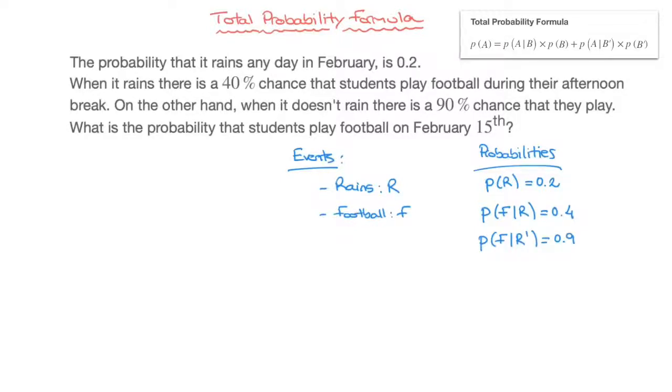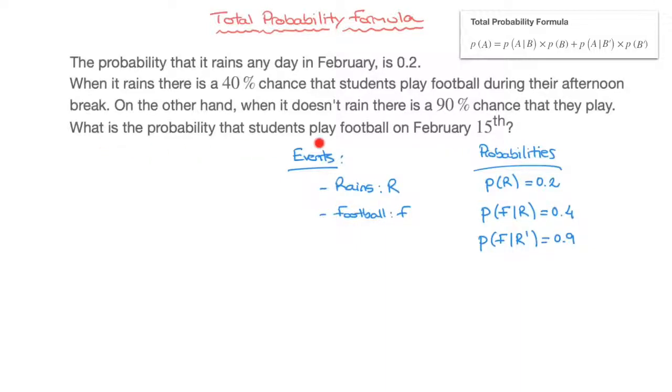Finally, looking at the last sentence, we are asked, what is the probability that students play football on February the 15th? Now let's be clear. Given that we were told at the beginning that the probability that it rains any day in February is 0.2, the fact that we're asked about a particular date, namely February 15th, has no effect on the overall problem.